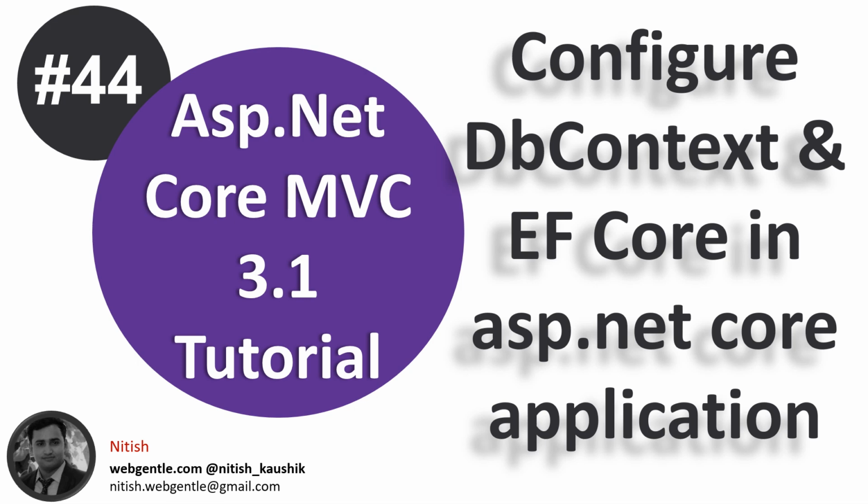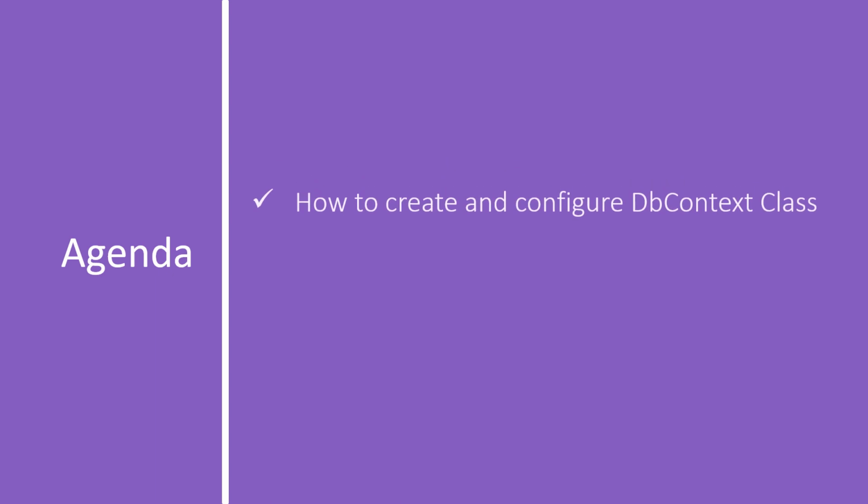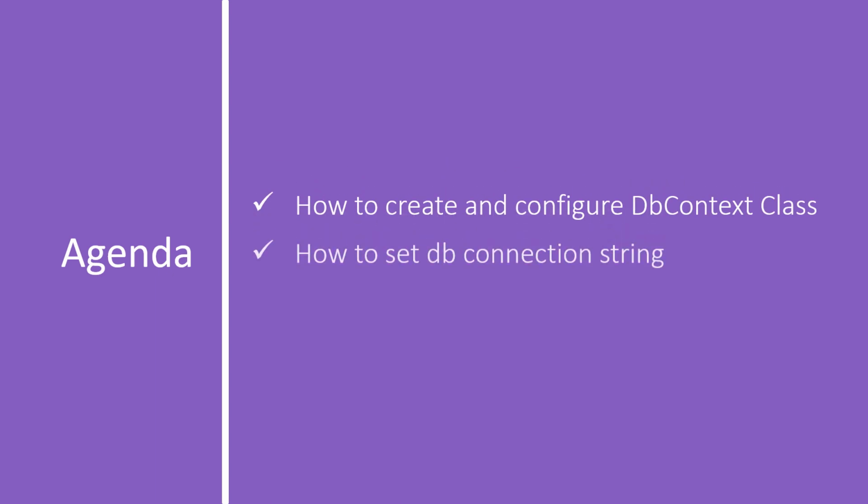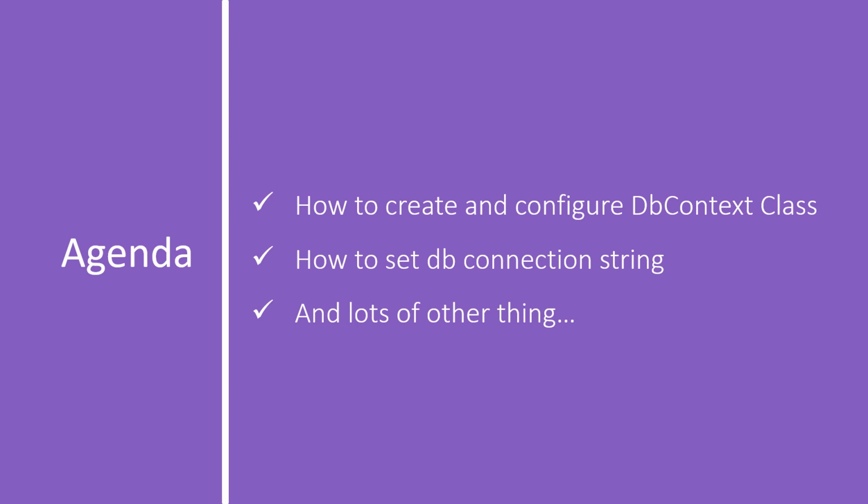In the previous video of this tutorial, we installed Entity Framework Core into our application. Now in this video, we will learn how we can configure DB context and Entity Framework Core in our Bookstore web application. Let's start. We will learn how we can create and configure a DB context class, how we can set a DB connection string, which means database connection string, and several other things.